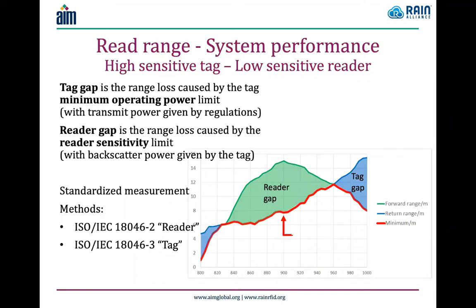Finally, the tag gap is the range loss caused by the tag's minimum operating power limits. The reader gap is the range loss caused by the reader sensitivity, certainly considering the backscatter power given by the tag. In the system design guidelines, this is clearly addressed: what the issues are, what the background is. It also refers to the standardized measurement methods, which are ISO 18046-2 for the reader sensitivity testing and ISO 18046-3 for the tag sensitivity testing.